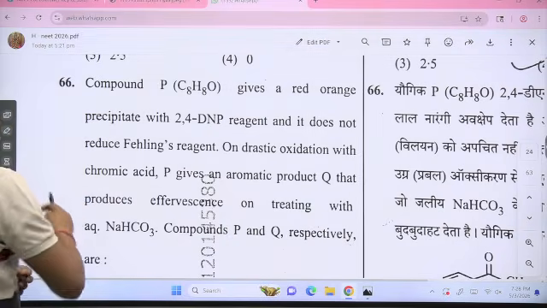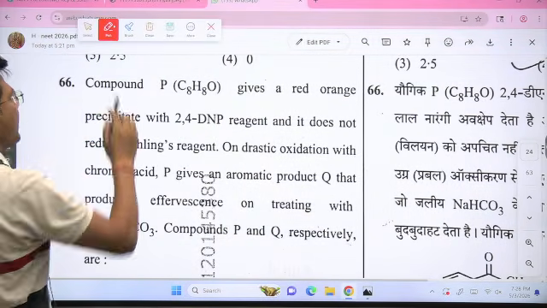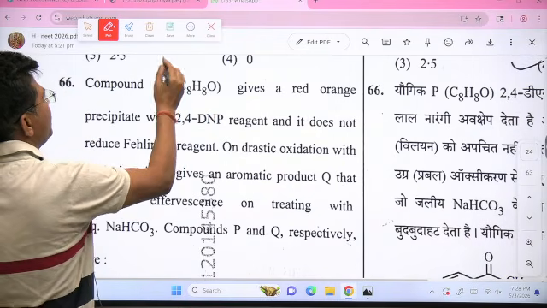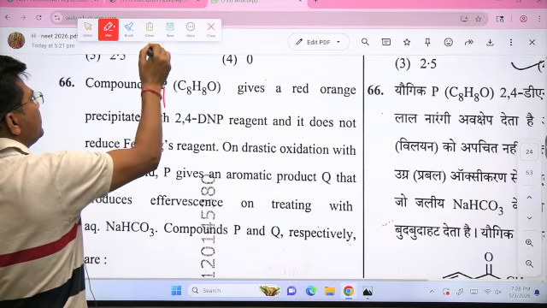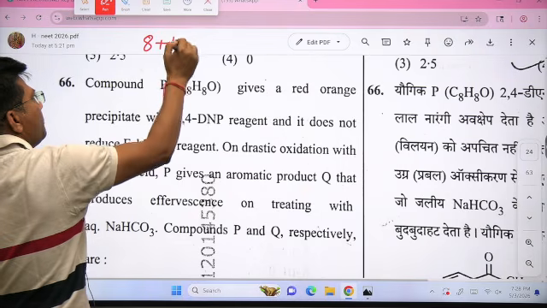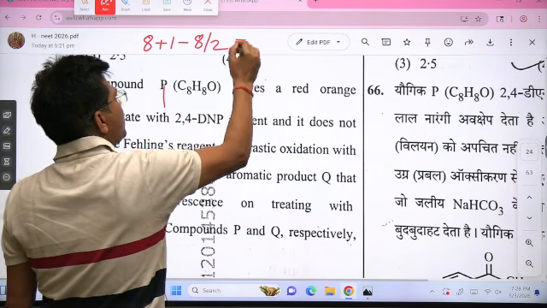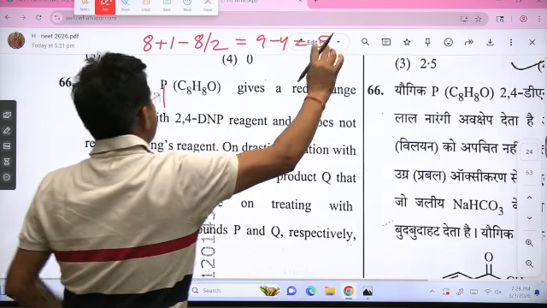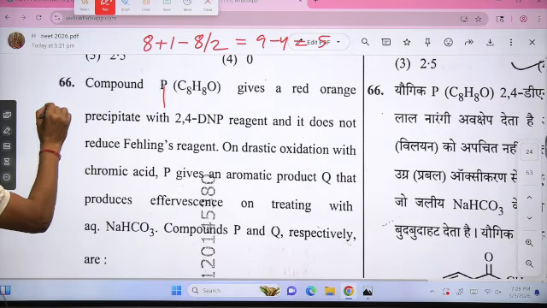If you see this question properly, सबसे पहले लगता है कि क्या होना चाहिए DU. If I calculate the degree of unsaturation, what will I get? X plus 1, that is 8 plus 1 minus Y by 2, 8 by 2. So 9 minus 4, degree of unsaturation is coming 5. That means benzene is there. I have drawn benzene. मैंने benzene draw कर लिया.